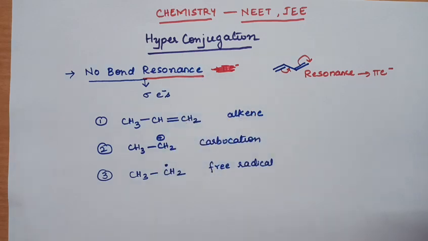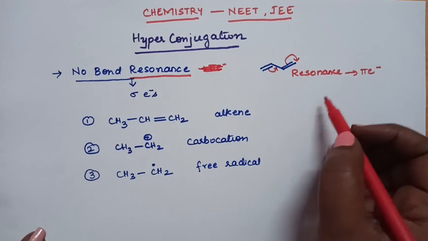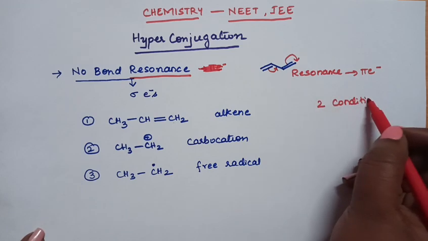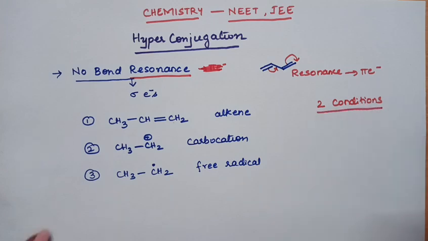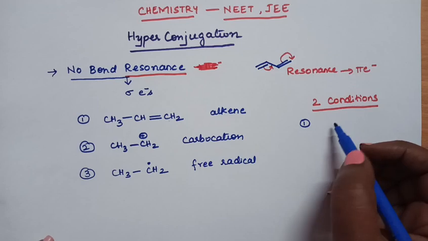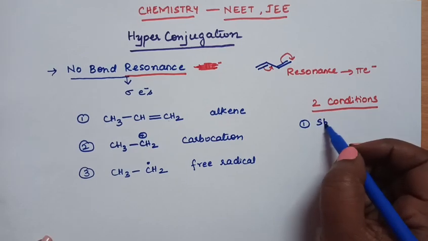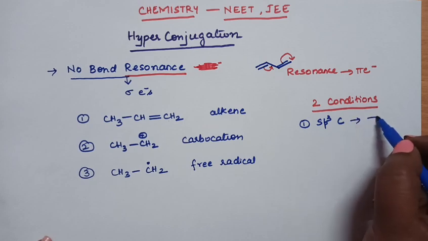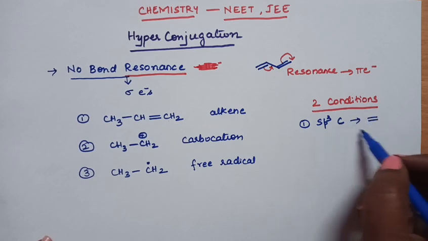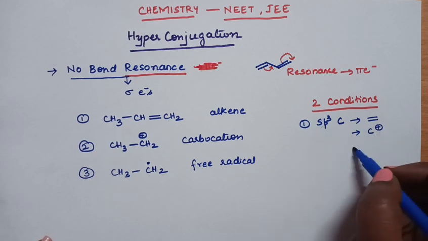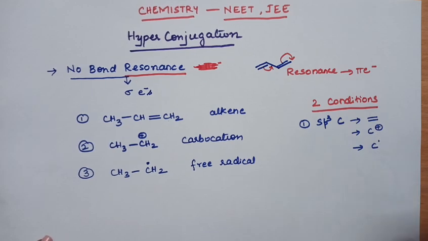So what is the condition for hyperconjugation to take place? Students, there are two conditions to be satisfied, only then will hyperconjugation take place. What is the first? There should be an sp3 carbon attached to the double bond. So to the double bond carbon an sp3 carbon should be attached, and to the carbocation an sp3 carbon should be attached, or to the free radical an sp3 carbon should be attached. So this is the first condition.